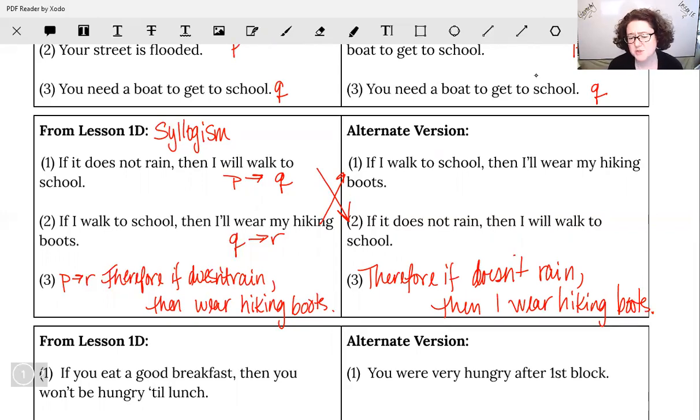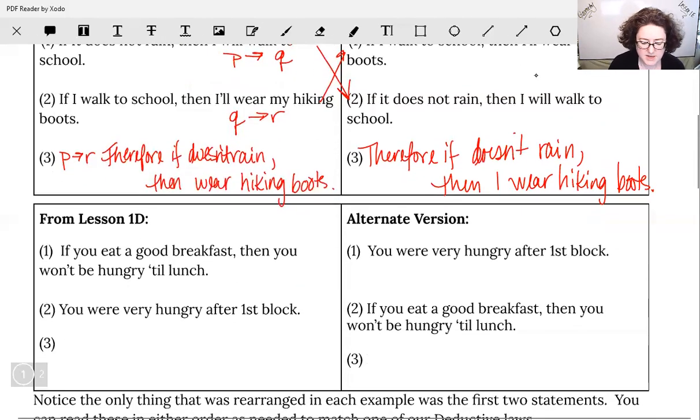Okay, go ahead and pause and try out this last example. Again, it starts out the same exact example as we had from our previous video, and then look at how it changed on the alternate version. Try to come up with a conclusion for both of these.